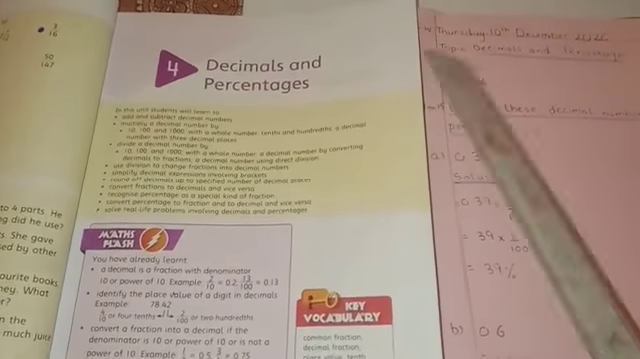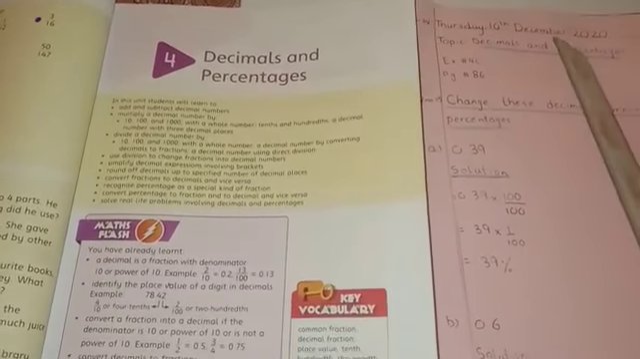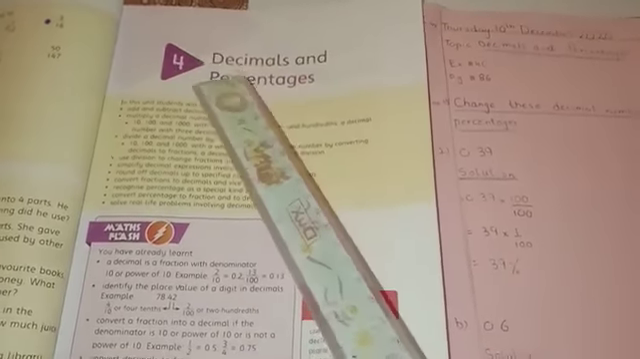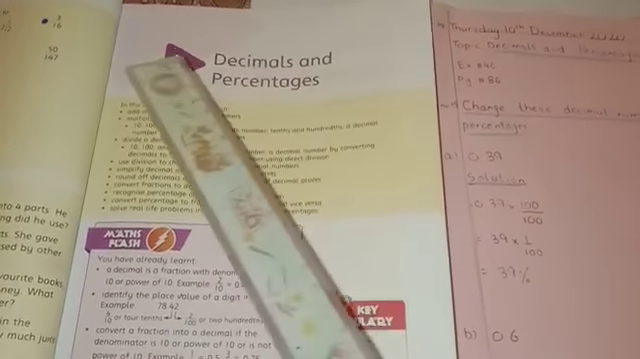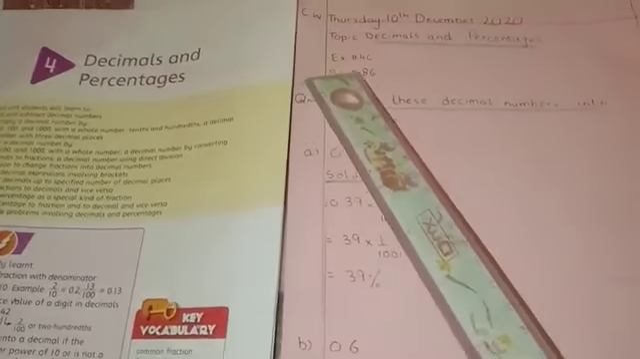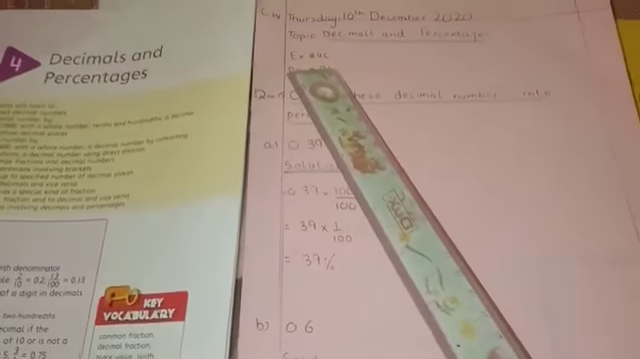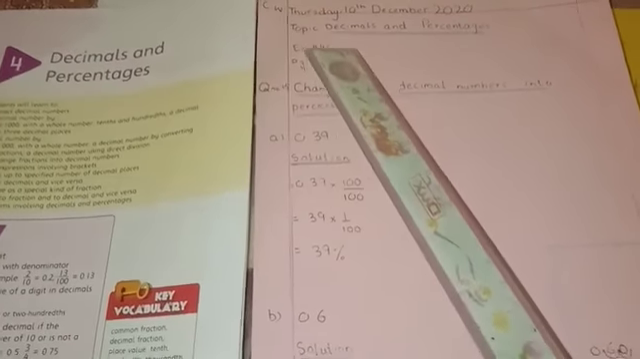Today is Thursday, 10th December 2020. Our topic is decimals and percentages, chapter number 4. We are doing exercise number 4C, page number 86.